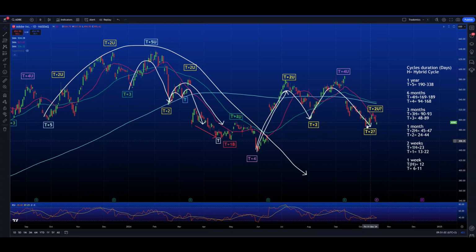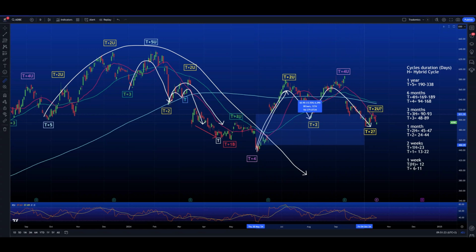So now what we can expect here is an impulse to eventually begin a T plus 3, because we have the sufficient condition to have a T plus 3. And if we gauge the time from the second T plus 4 until the candle of Friday, 4th of October, we have 88 bars, which is really close to the maximum duration of a T plus 3, which is 89 bars. So here we might expect a T plus 3.